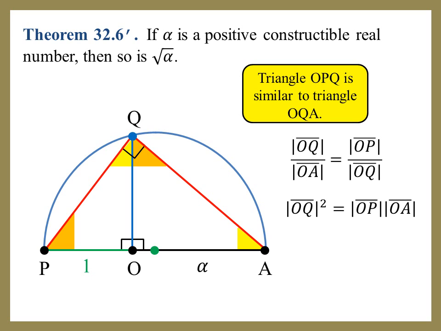Equivalently, the length of line segment OQ squared equals the length of line segment OP times the length of line segment OA. Since the length of segment OP is 1, then the length of line segment OQ squared equals the length of line segment OA. Therefore, since the length of OA is alpha, we have the length of line segment OQ squared equals alpha, or that the square root of alpha equals the length of line segment OQ, and the result follows.